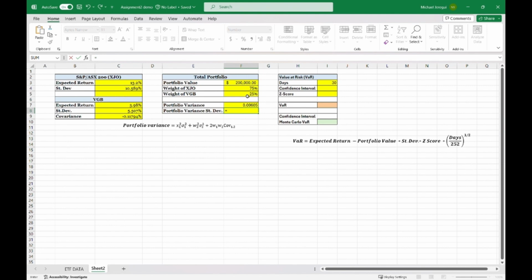To find the portfolio standard deviation, we take the square root of the portfolio variance.